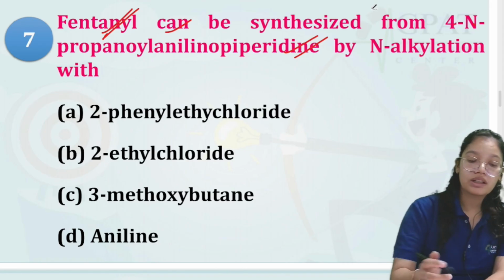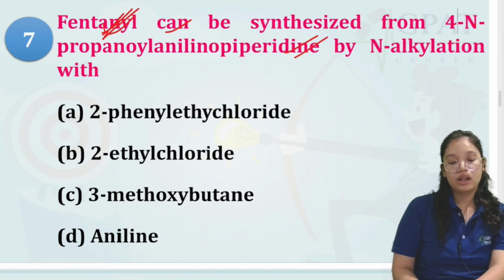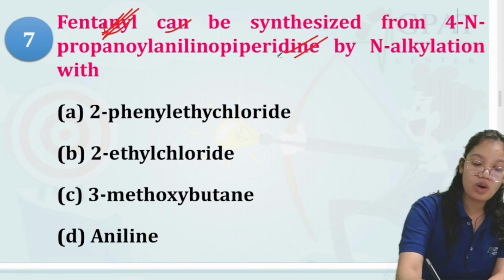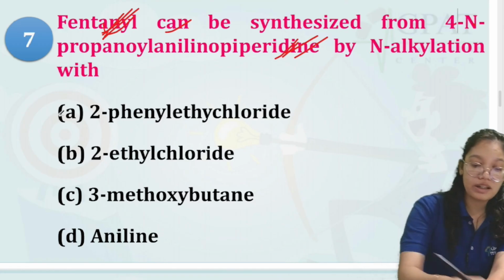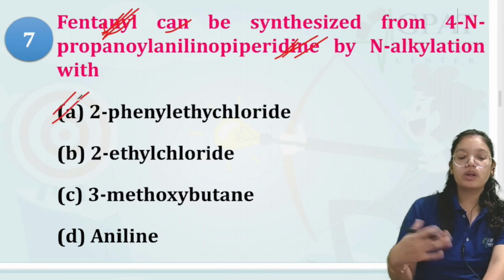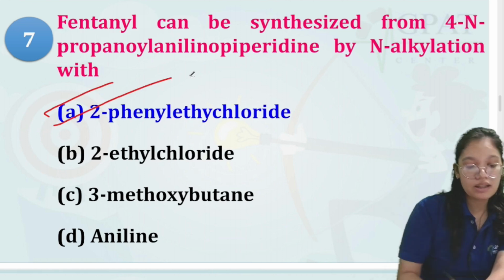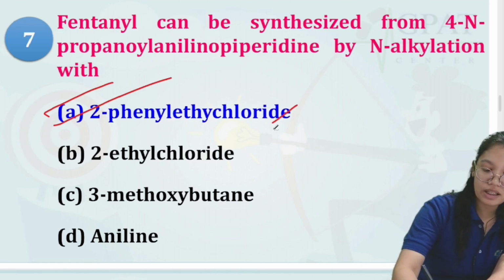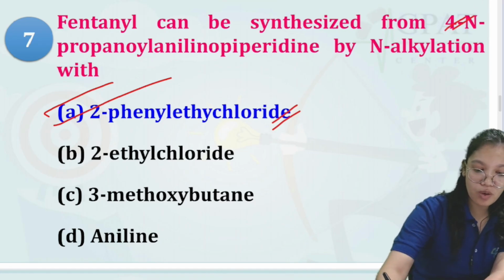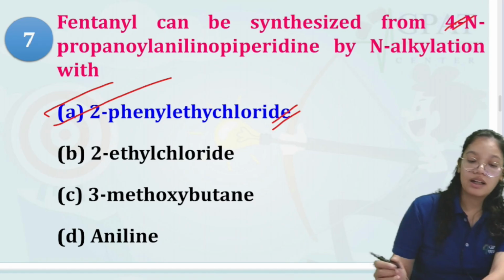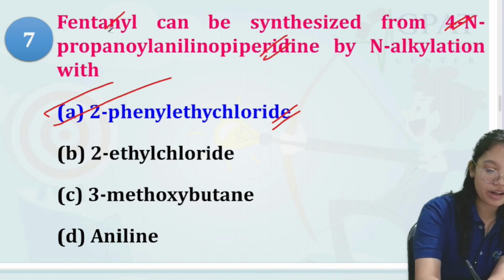During the synthesis of fentanyl, they are asking what particular group is added in combination with this so that we can synthesize fentanyl. So the answer is A1, that is 2-phenyl ethyl chloride. If we add this to the 4-N-propionyl piperidine group, by N-alkylation we get fentanyl.